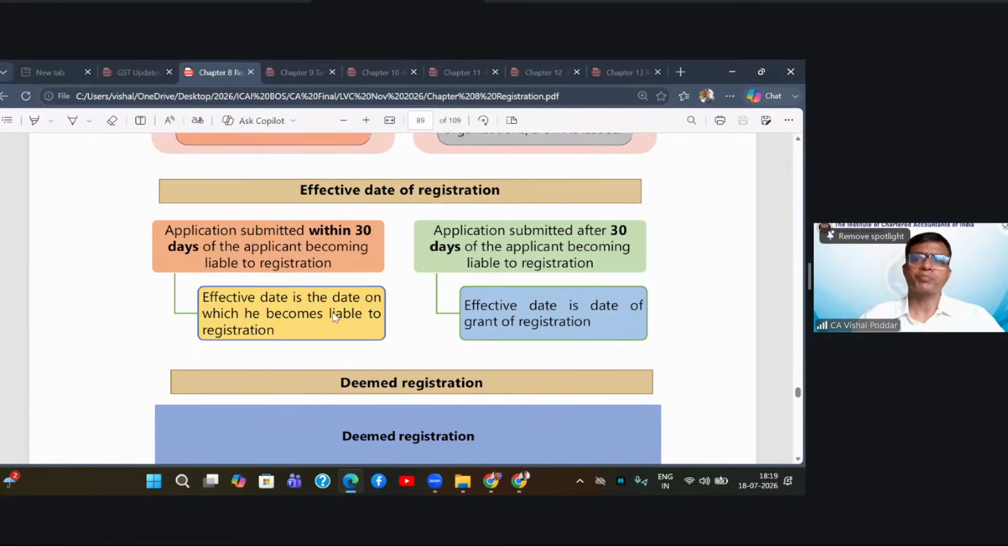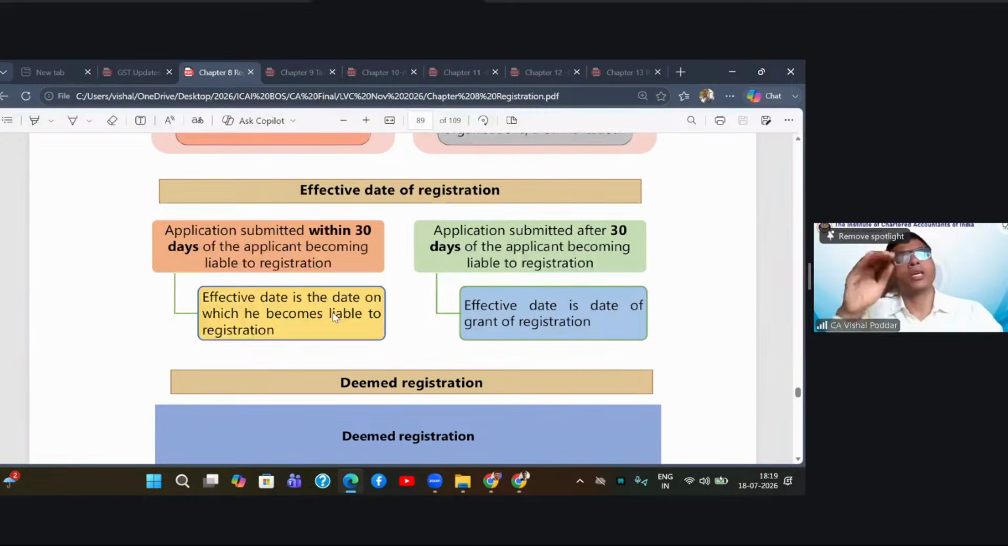I'll give you an example. So today is 18th of July. Today, you are required to take registration because today your turnover has crossed the threshold or you have entered into one of the transactions of section 24. Now, once this happens, in that particular case, you will be required to make application within 30 days from today. Now, let us say you make application by 5th of August, which is 30 days from today. So you have honored the 30 days window.